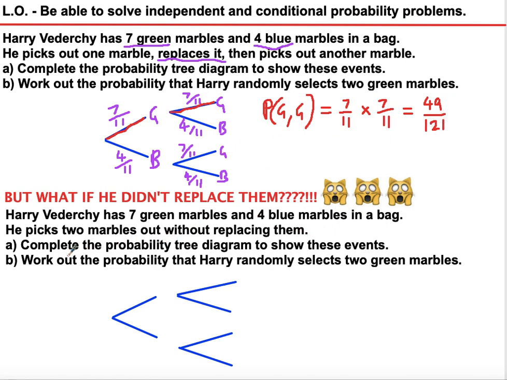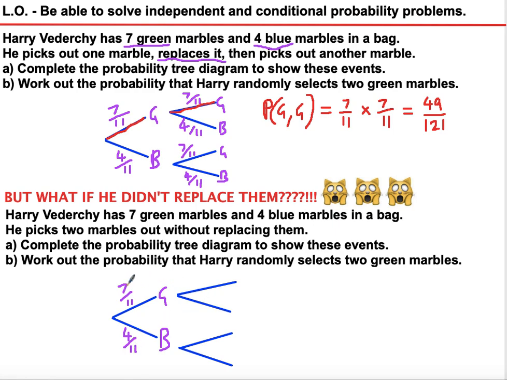Now, the second part to this presentation is, but what if he didn't replace them? So what if he didn't replace the marbles as he took them out? Now this is a conditional probability problem, because the probabilities are going to change depending on what happened on the first pick. So again, we're going back to our tree diagram. Harry has 7 green marbles and 4 blue marbles. So the initial probabilities remain the same, green and blue, 7 over 11 and 4 over 11. Now we're going to look at what happens if he picks out a green marble first of all.